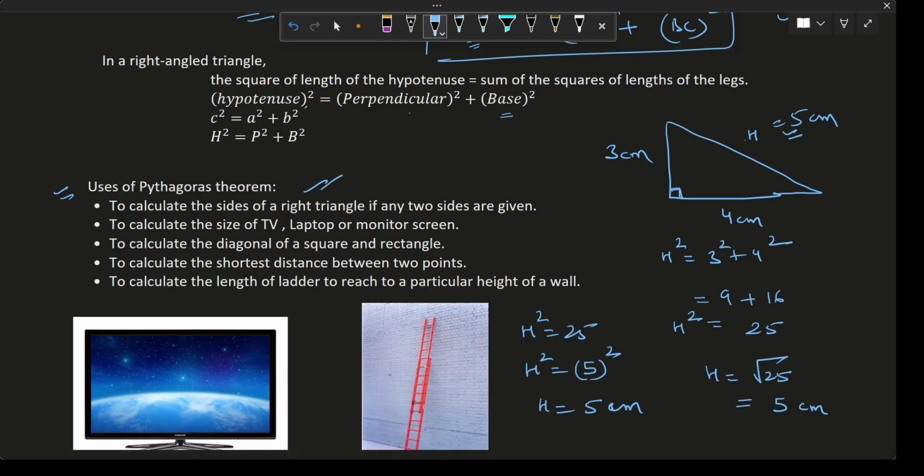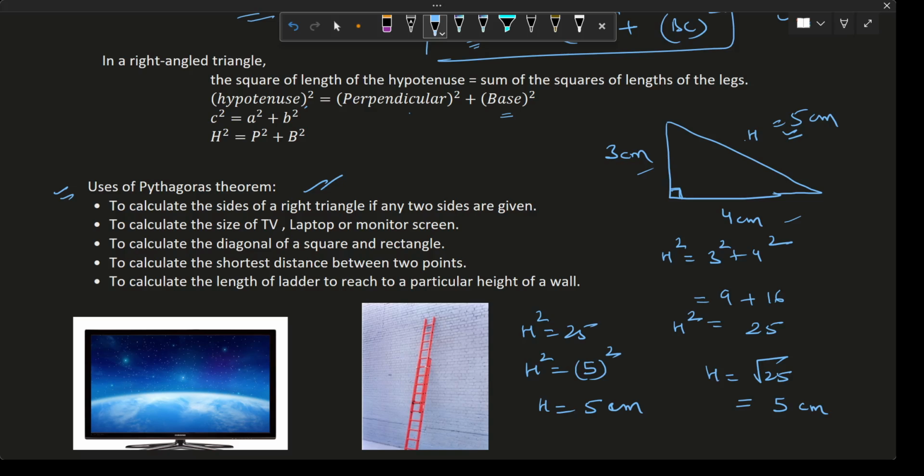First use, I told you that it is used to calculate the side of a right angle triangle if two sides are given. Here base and perpendicular were given. If perpendicular and hypotenuse are given, you can calculate the base also. I'll tell you later on. First, let's see other uses.